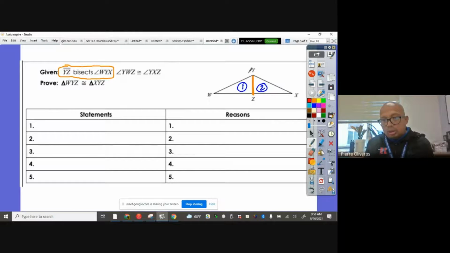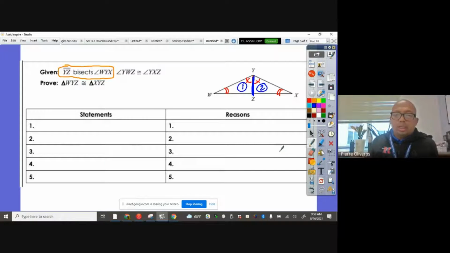If that's the bisector, I know that this angle is congruent to that one. It says here that angle YWZ is congruent to angle YXZ. So these two here are equal. So I already have proven the two angles are congruent. So now, what is the next one? Do they share the same side? Yes. If they share the same side, most likely you're going to prove that YZ is congruent to YZ using the reflexive property of equality. And that's the overview.